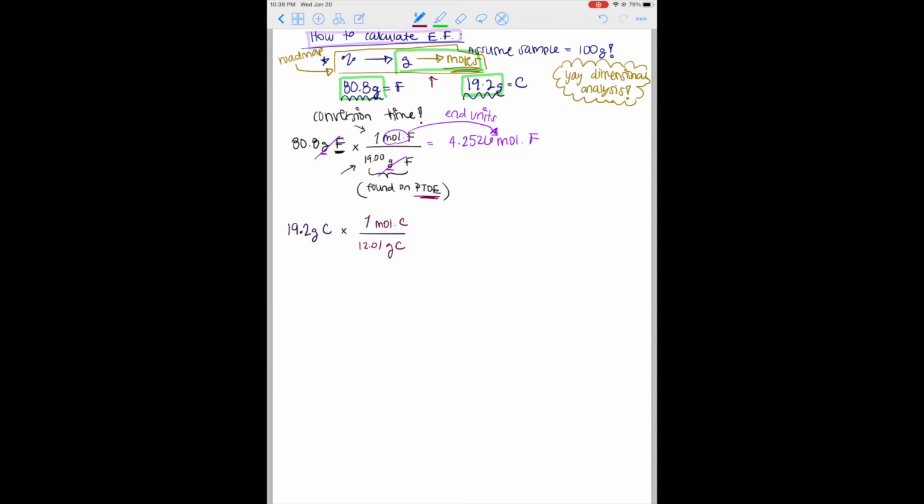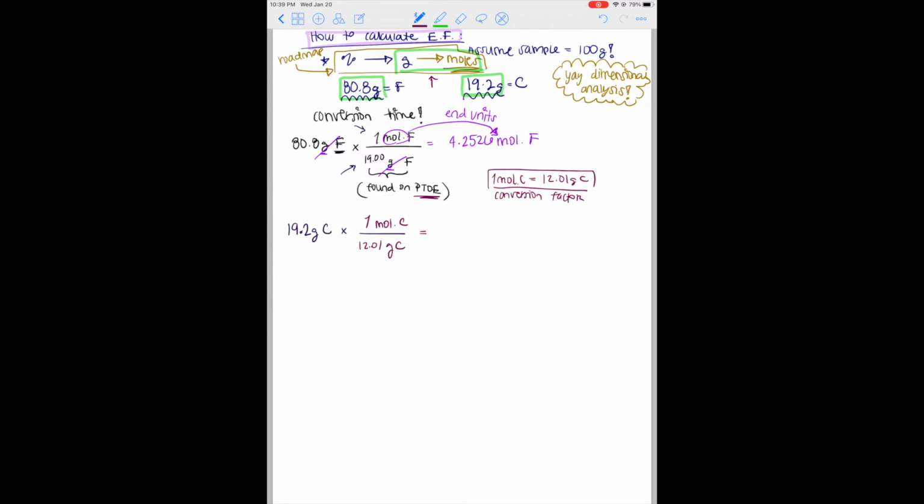Moles will go into the numerator as the units in the denominator, grams, will cancel out the initial given value, or 19.2 grams of carbon in this case. Our equation will look like this.